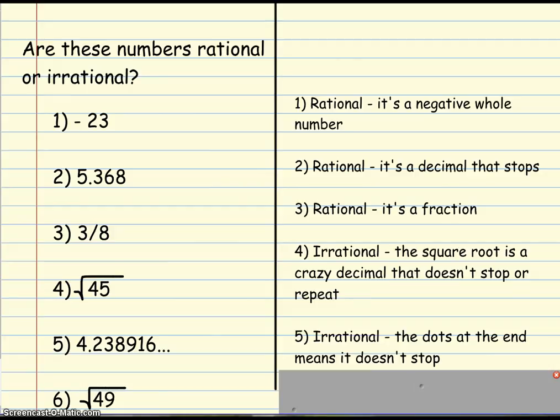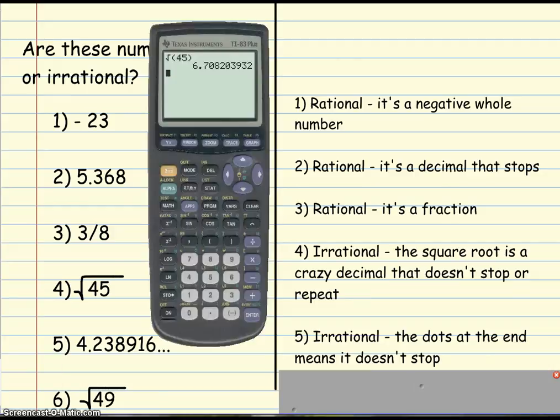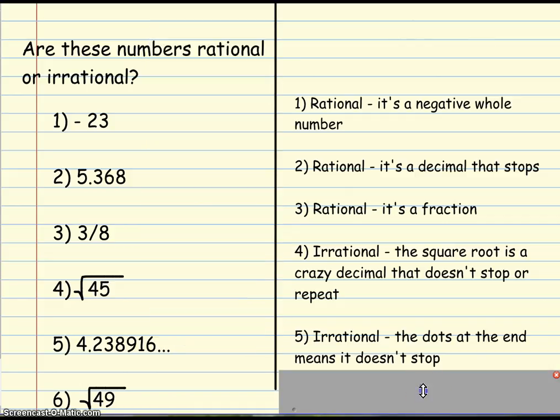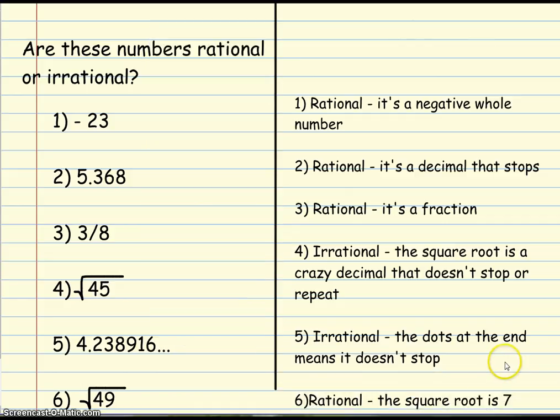Number six is the square root of 49. So let me grab my graphing calculator again. Let's put in the square root of 49 and my parentheses. And the answer is 7. 7's a nice number. That means it is rational. Anytime you get a whole number square root, it is a rational number.